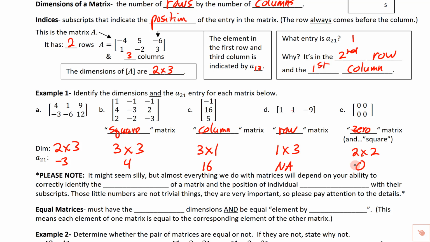Now, it's going to seem a little bit silly, but almost everything that we do with matrices is going to depend on your ability to correctly identify the dimensions of a matrix. So you've got to make sure that you're writing down the dimensions correctly, identifying how many rows and how many columns there are, and the position of individual entries, or again, we could call those elements also, along with those subscripts. So these little numbers that we have right here, the subscripts or indices, and writing down the dimensions, are not trivial things. They are unbelievably important when we're dealing with matrices.